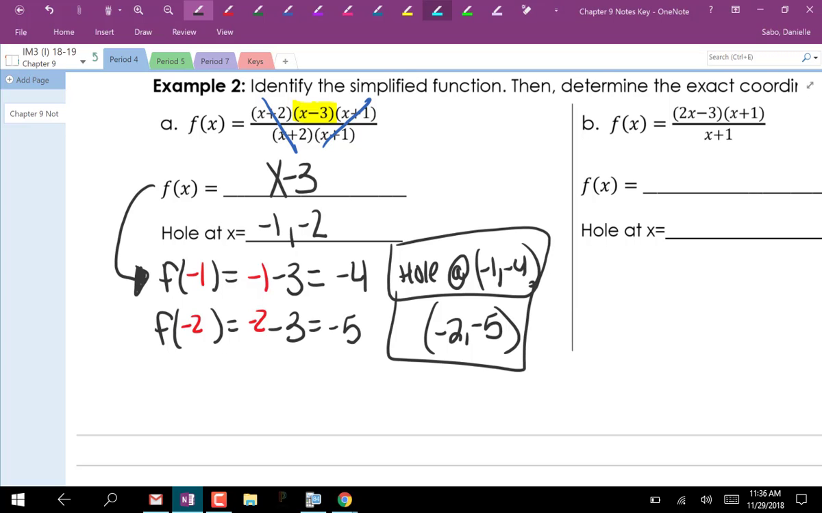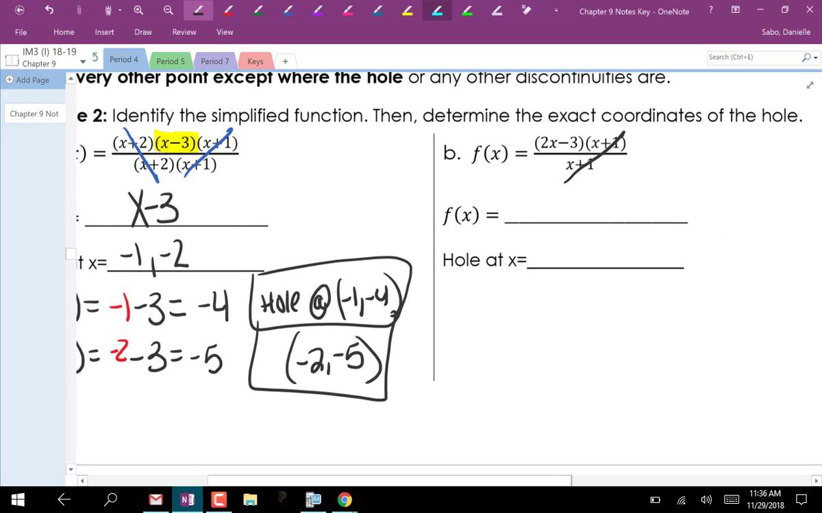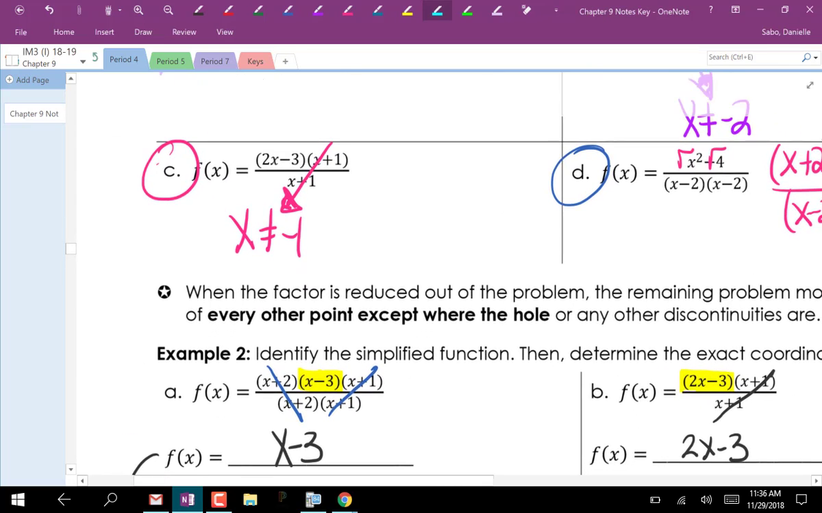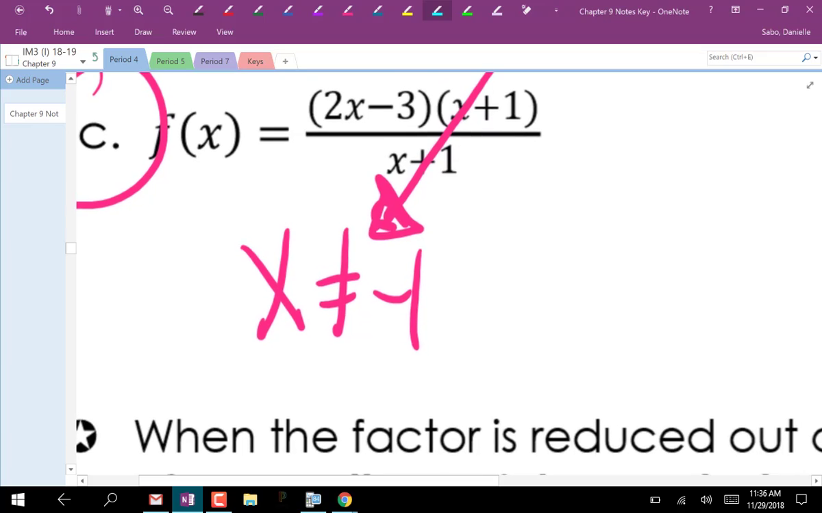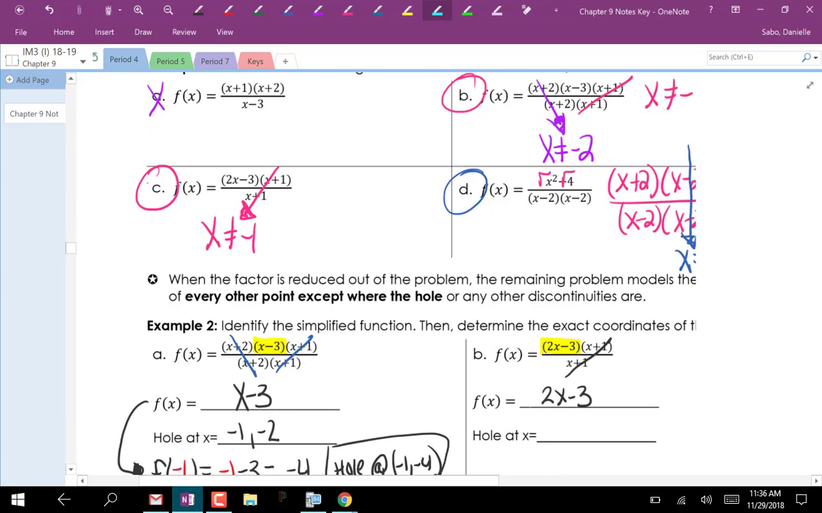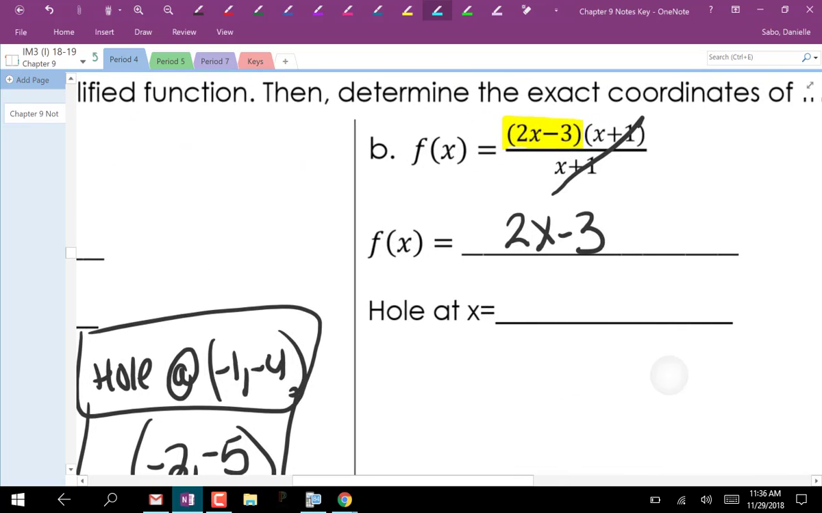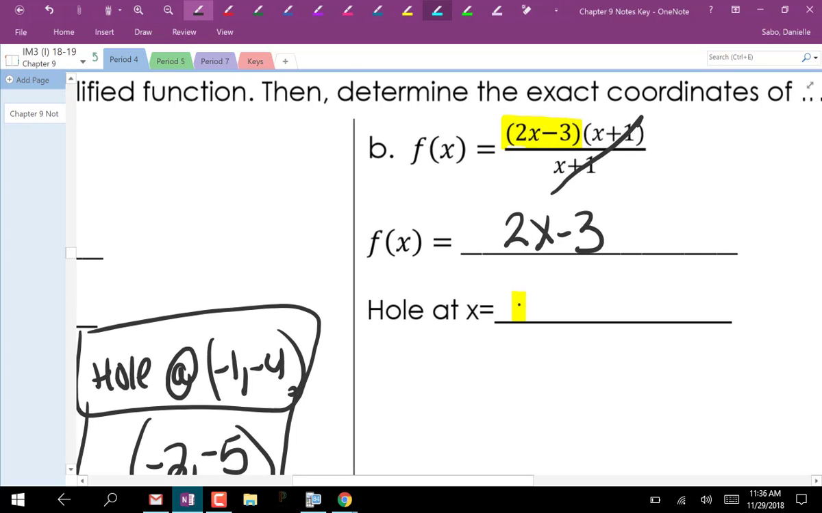We already established that this part cancels because B is just like C that we just did above. So the only thing that's left is 2x minus 3. The x plus 1's gone. Okay, so here in yellow, that's all that was left. Everything else went away. So the hole that we talked about earlier is going to be at -1. Okay, we did that above, so we don't have to do the work again. So at -1 is where my hole is going to be.